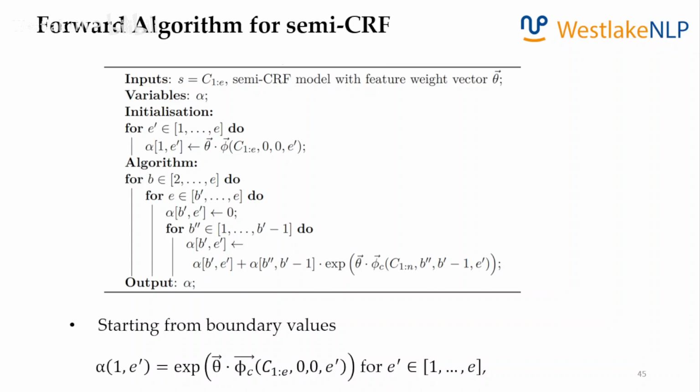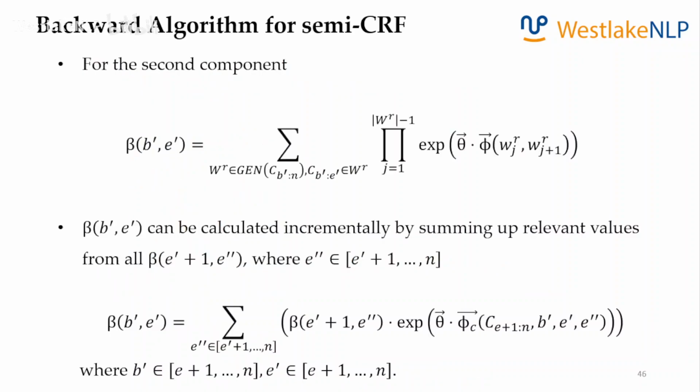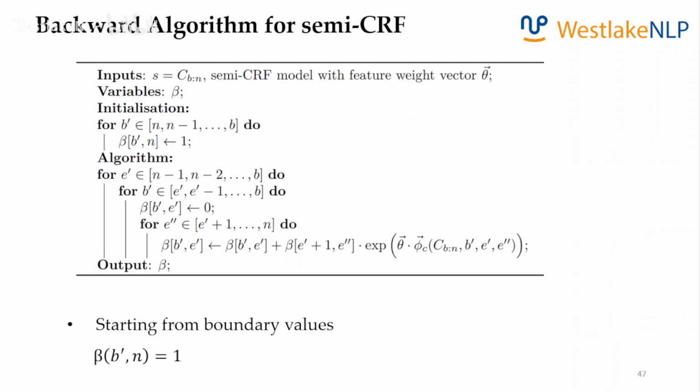Similarly, your beta term can be calculated incrementally, right? But this time from right to left. And next slide shows you pseudocode for the beta term. It's just a mirror of the alpha term. Okay, the algorithm framework is the same.